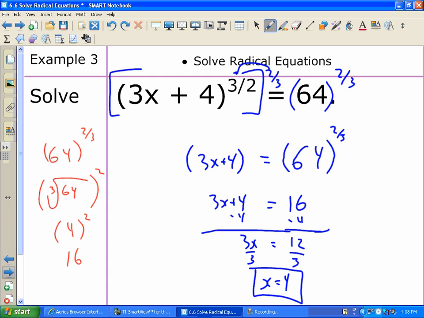You can check your work. You can do it mentally in this problem if you want. Stick 4 in for x. 3 times 4 is 12. 12 plus 4 is 16. I will first need to square root 16, which is 4, and then I will cube the number 4, which is 64. You can check it by hand if you'd like, or mentally. Make sure that your answer matches.